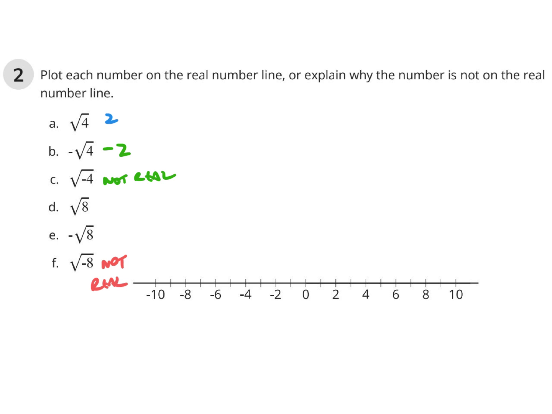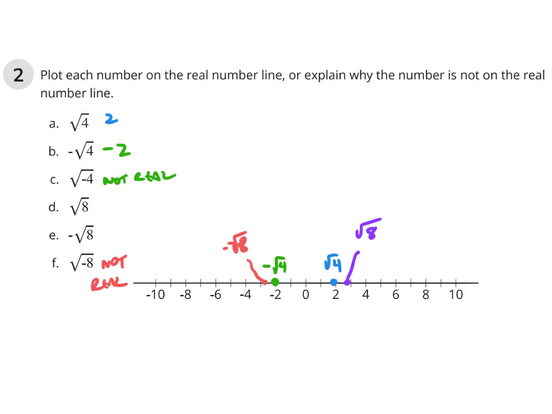So the square root of 4 is 2. So we're going to put square root of 4 here. So that's root 4. The opposite of the square root of 4 is negative root 4, goes here. The square root of 8. 8 is close to 9, which is close to 3. So that means that D is going to go here. And that is the square root of 8. And then the opposite of the square root of 8 goes here.